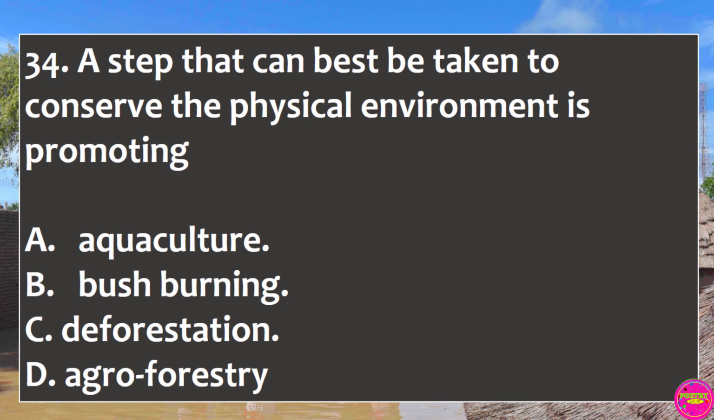Question 34. A step that can best be taken to conserve the physical environment is promoting A. Aquaculture, B. Bush burning, C. Deforestation, D. Agroforestry. The correct answer to this question is D. Agroforestry.